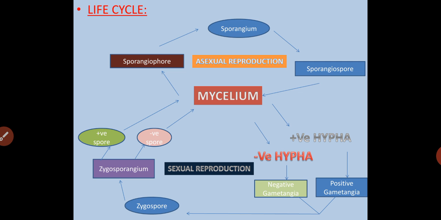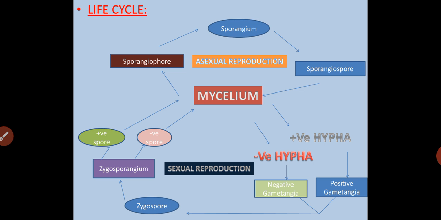Similarly, in sexual reproduction, the mycelium produces two types of hyphae. One is considered positive hyphae, another is considered negative hyphae. Both are morphologically similar in nature, but physiologically different. The positive hyphae produce positive gametangia. Similarly, negative hyphae produce negative gametangia. These gametangia come close to each other, copulate, and produce a structure which is diploid in nature, called the zygospore.